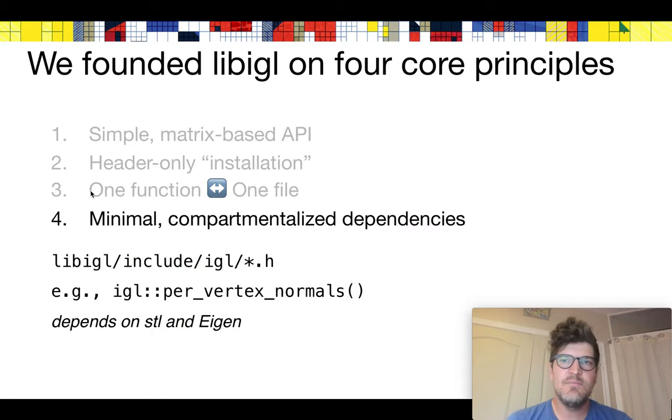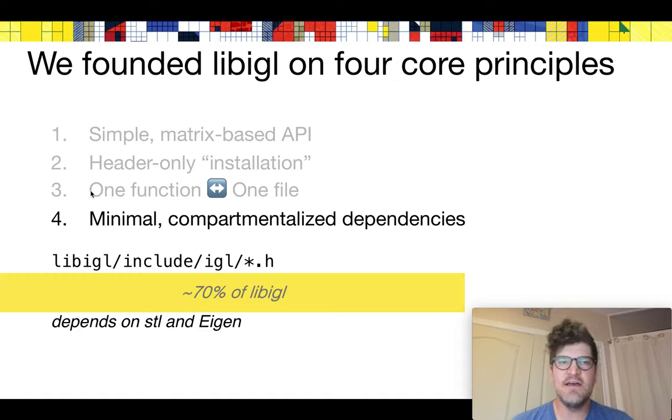The last principle is that we want minimal and compartmentalized dependencies. So libigl is built off of the Eigen linear algebra library, and we use the standard template library as well. But all of the functions found in the main IGL directory only depend on STL and Eigen. And that roughly accounts for about 70% of libigl. So most of libigl just depends on STL and Eigen.